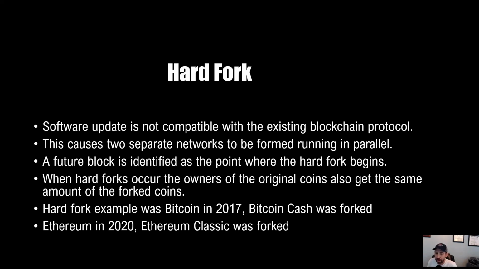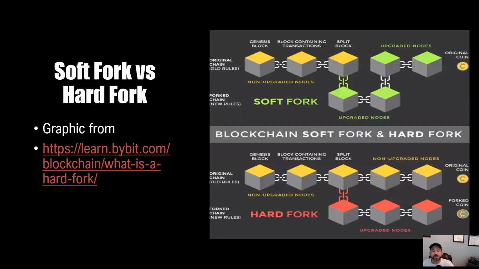The two most common, though: there was a hard fork in 2017 for Bitcoin, which created Bitcoin Cash. And also in Ethereum in 2020, which created Ethereum Classic. Okay, so it's happened on the biggest of blockchains. It can happen on any blockchain. All right, and so here's a visual representation. By the way, this is where I got this particular graphic from.